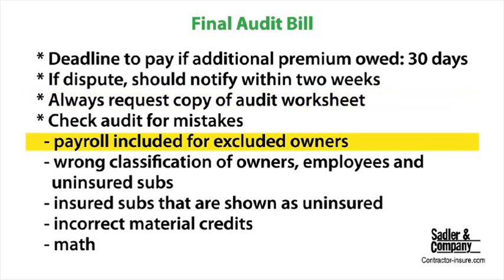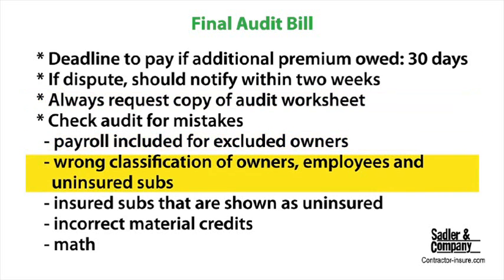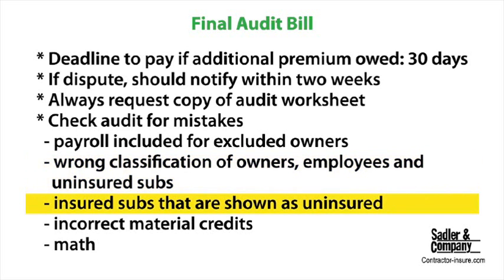When checking your audit worksheet for mistakes, there are several types of common errors that you need to be on the lookout for. The first is when a payroll charge is incorrectly made for an owner who's excluded under work comp. The second is when the wrong classification has been assigned to an owner, employee, or uninsured sub. The third and most common is when an insured sub is being charged as an uninsured sub. This is easily correctable by collecting the certificate of insurance for the sub and forwarding it to the auditor.